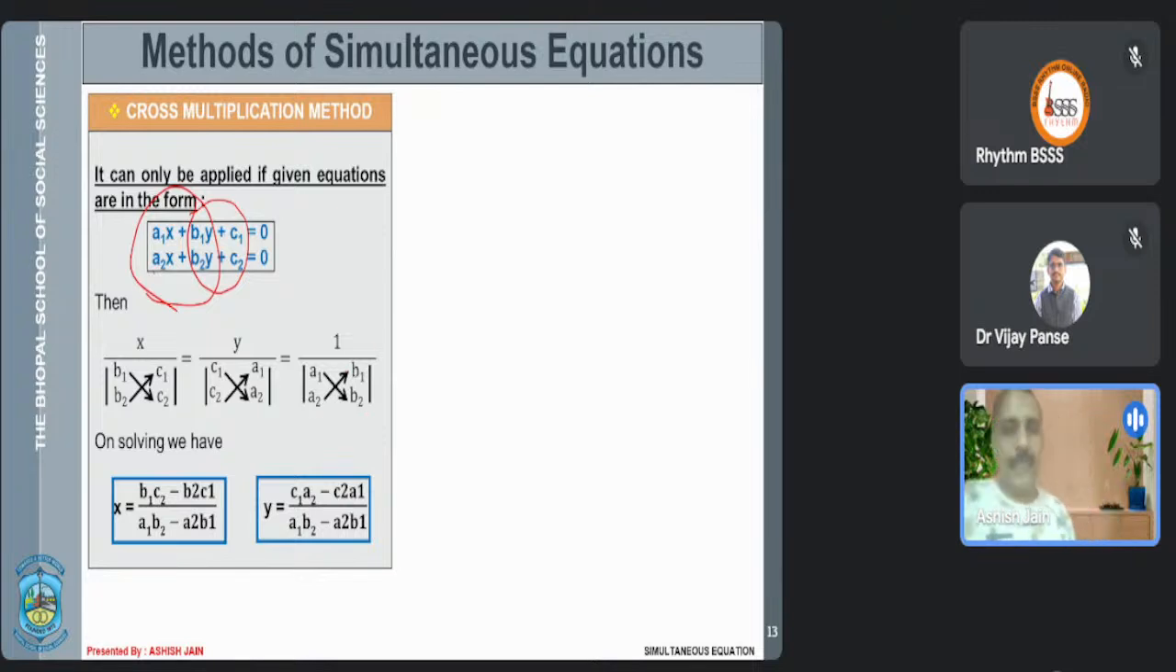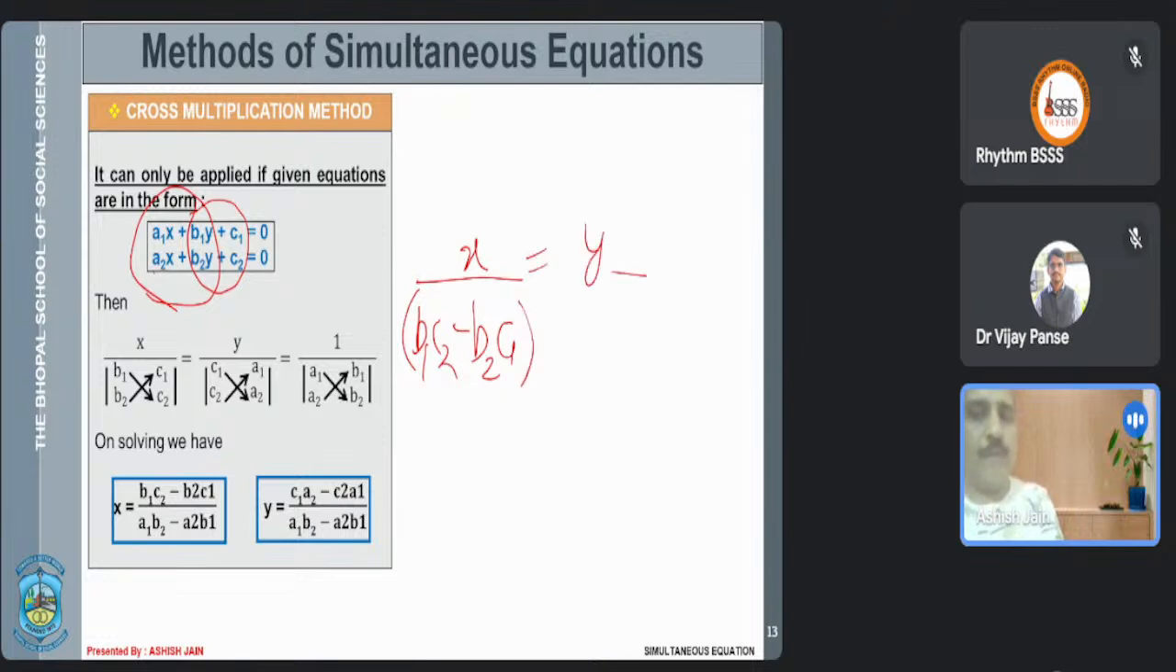Clear? मैं यहाँ पे लिख के दिखाता हूँ आपको. So it is x upon, we have the solution as b1 c2 minus b2 c1. It is equal to y upon c1 a2 minus c2 a1. It is equal to 1 upon a1 b2 minus a2 b1.